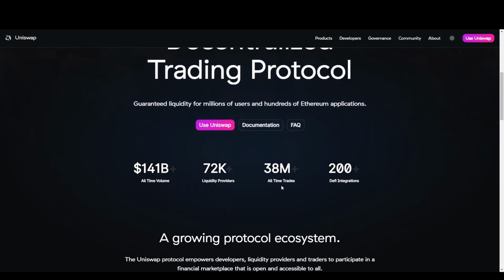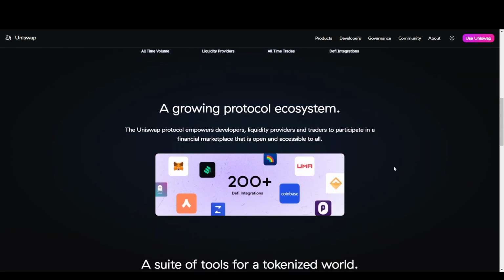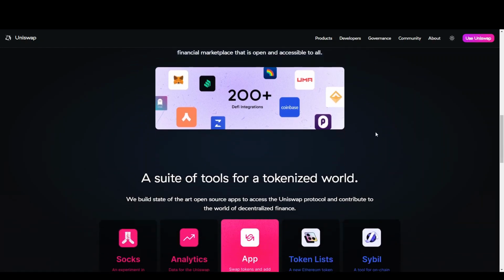Uniswap has an all-time volume of over 140 billion, over 70,000 liquidity providers, 38 plus million all-time trades, 200 plus decentralized finance application integrations. So the ecosystem is truly massive, and its aim is to empower developers, liquidity providers and traders to participate in a marketplace that is open, accessible, and beneficial for everyone on the market.